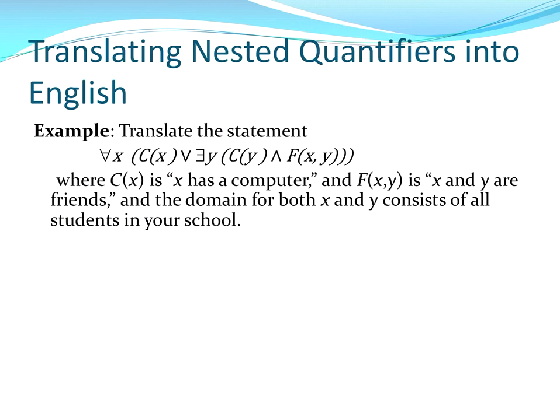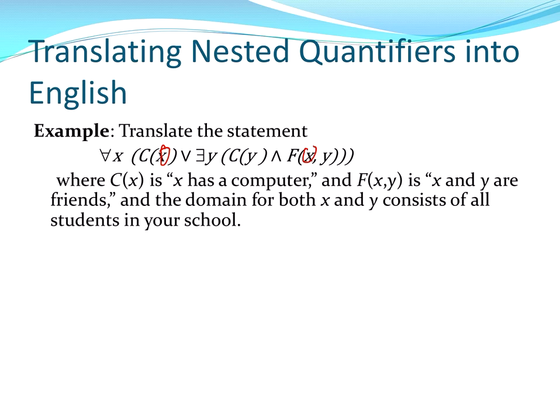Since the parentheses are around the entire statement after the for every x, that means we'll evaluate that entire statement for each x, and this x and this x are the same every time. Okay, so C of x is defined as x has a computer, F of xy is defined as x and y are friends. What does this statement say? In the domain, these are students at your school.